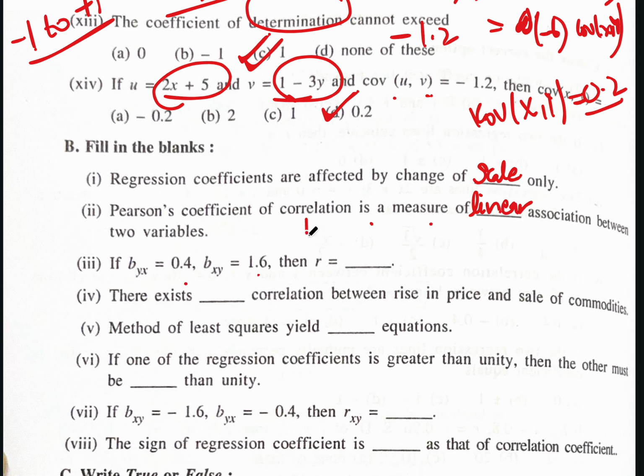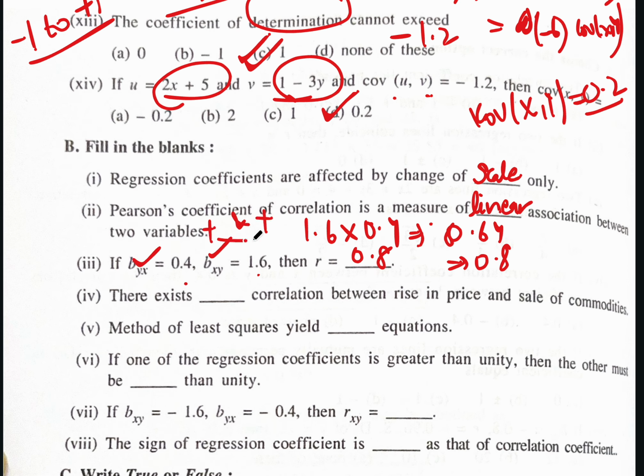Okay, so this would be 1.6 into 0.4. Okay, that would mean 0.8. Now that you know this is positive, so r will be positive. If one is negative, one is positive, then r would be negative. If both are negative, then r would be positive. The sign rule is something that I was not aware exists.